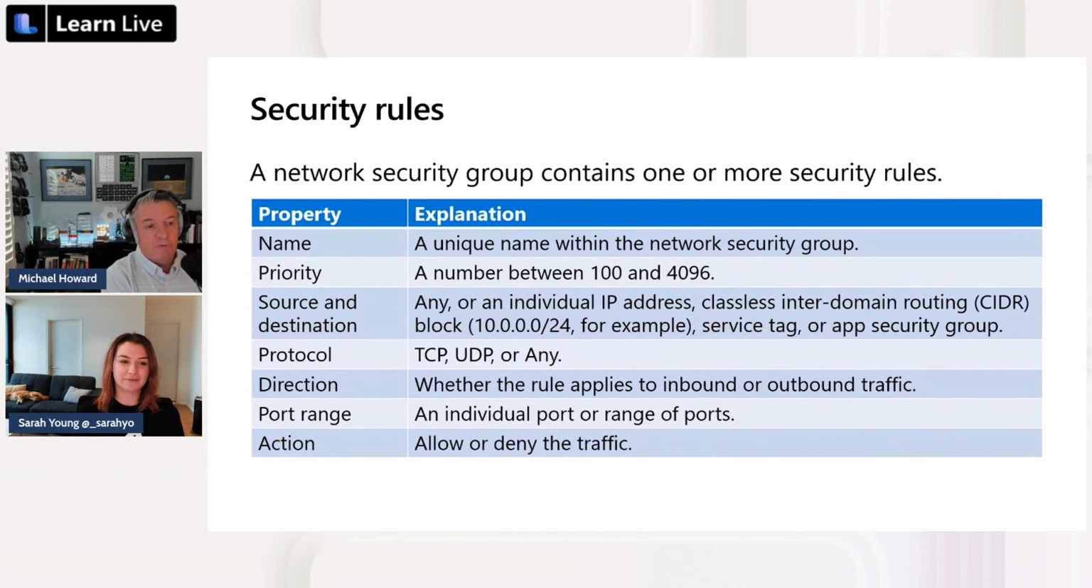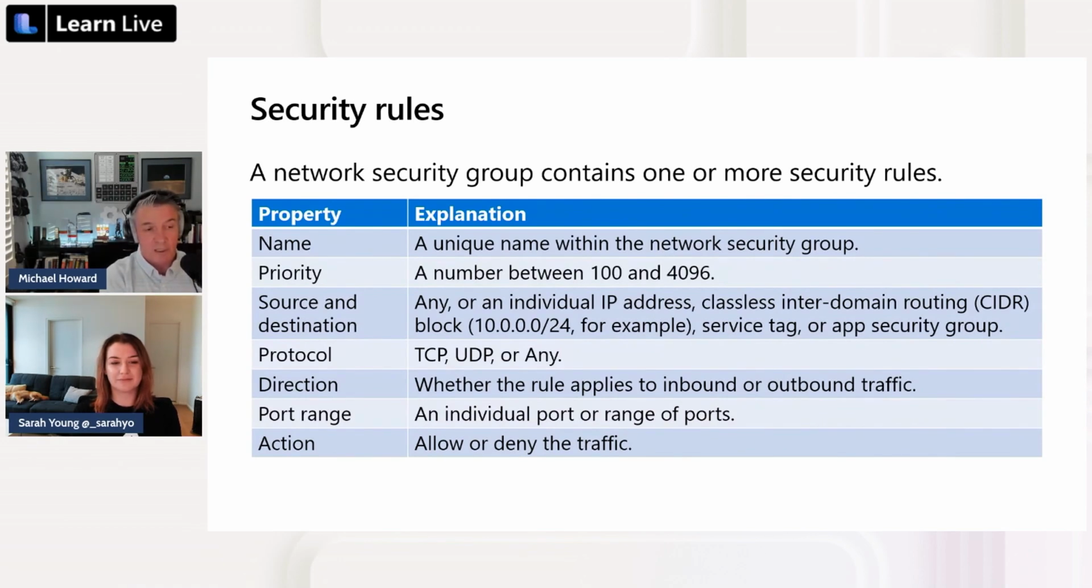Priority is between 100 and 4096. It can be higher than that. In fact, there are some defaults that are added higher than that. In general, I would always leave 100 free in case something catastrophic happens and you want to block traffic immediately. Because you can literally put a rule in there at 100 that says deny all traffic. You could do that. Then you put the source and the destination in there.